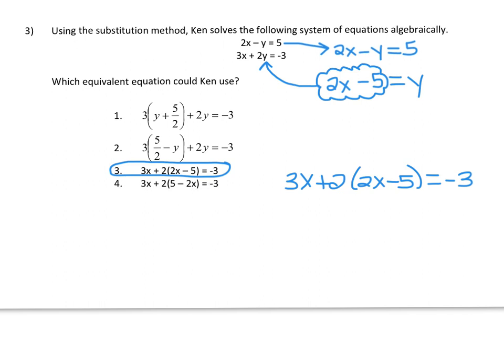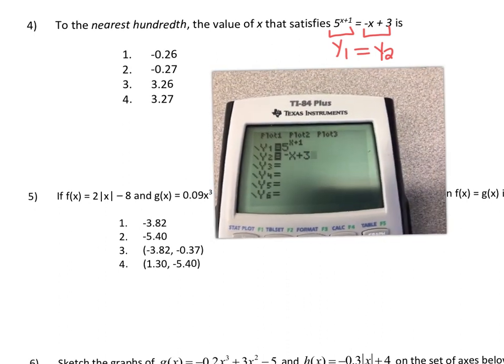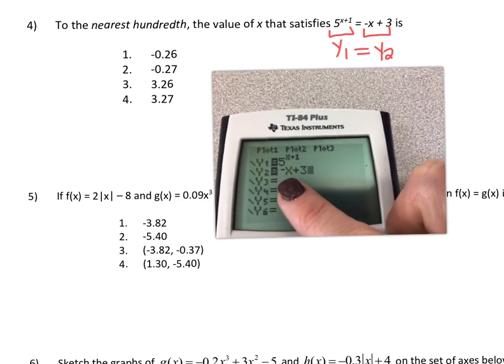And here it is. All right, so if we take a look at number 4, to the nearest hundredth, the value of x that satisfies this equation is what? Well, we haven't actually learned how to solve anything like this algebraically, so we're going to do it graphically. We've already learned if we want to find out when one side of the equation equals the other side, we can substitute the left-hand side into y1 in our calculator, and the right-hand side into y2. And if we want to figure out when they're equal to each other, you just find their point of intersection.